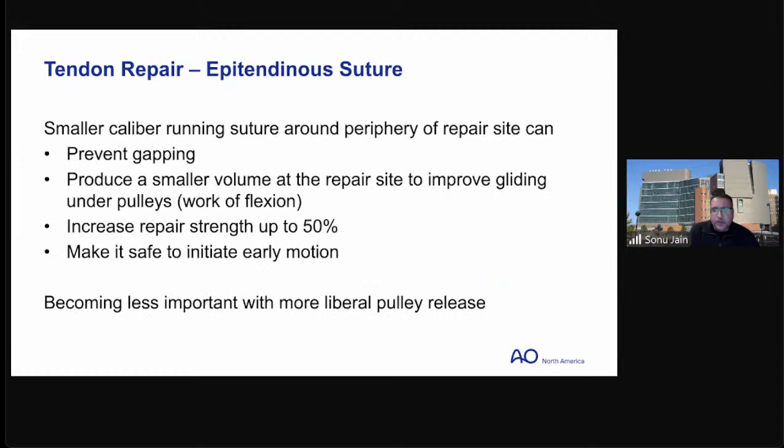Epitendinous sutures prevent gapping. They can produce a smaller volume of the repair site to improve gliding under the pulleys. So not as critical if you're venting the pulleys, but there are some ways to add a little more strength and make your repair site a little bit less prominent or protuberant. And it can increase the repair strength as well. But it's not as important now as we used to consider it with our more liberal pulley releases.